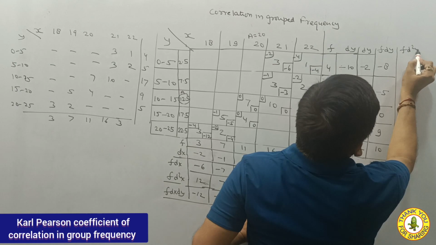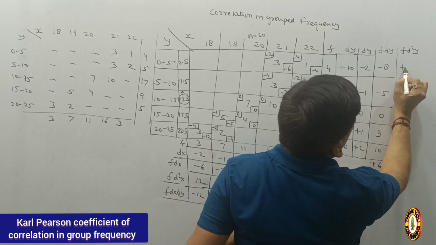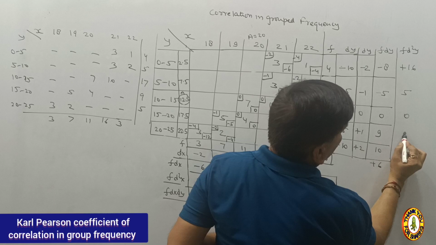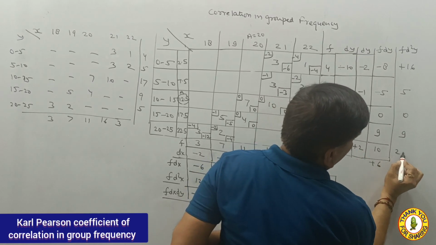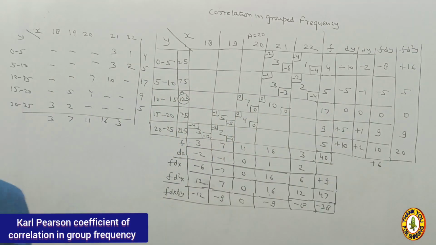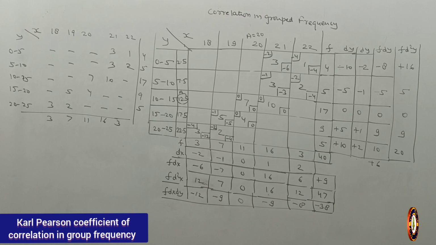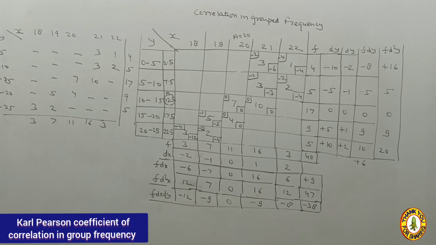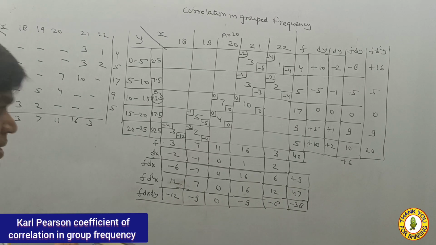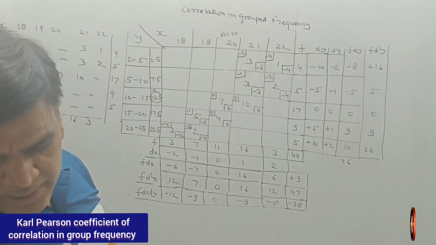Next, we require f d square y. So multiply f dy with dy: 18 times 2 is 16, 5 times 1 is 5, 0 multiplied by 0, 9 times 1 is 9 and 10 times 2 is 20. So this is f d square y, that is 16 plus 5 plus 9 plus 20, that is 50.